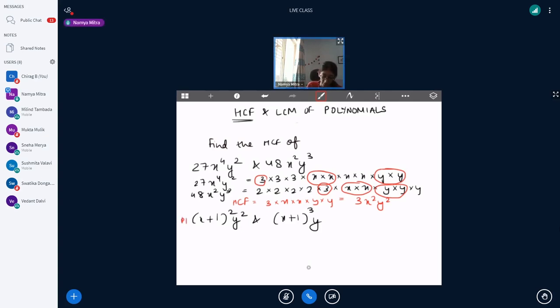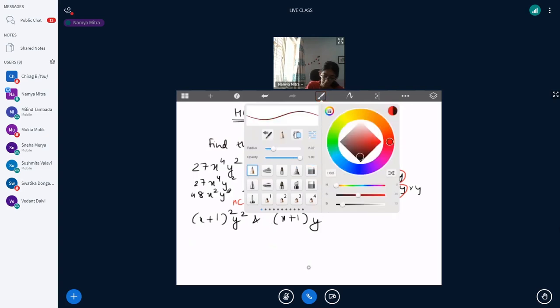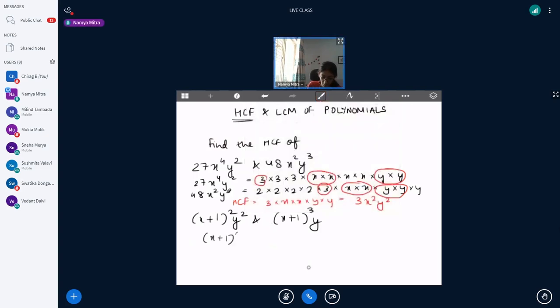So let's take this as P1, let's take this as P2. Write the polynomial as it is. So we have x plus 1 square y square. This is equal to x plus 1 into x plus 1 into y into y. And the second one, which is x plus 1 cube y, is equal to x plus 1 into x plus 1 into x plus 1 into y.